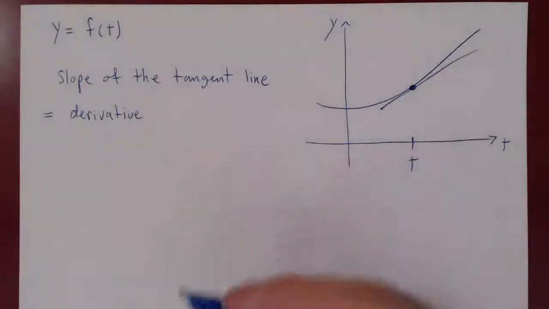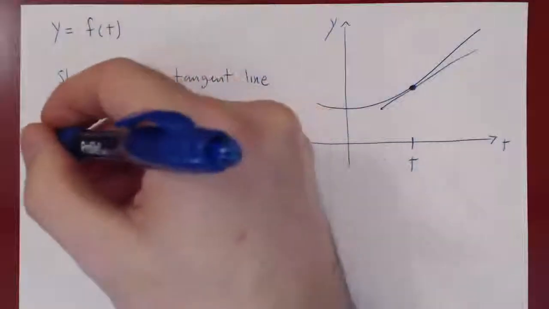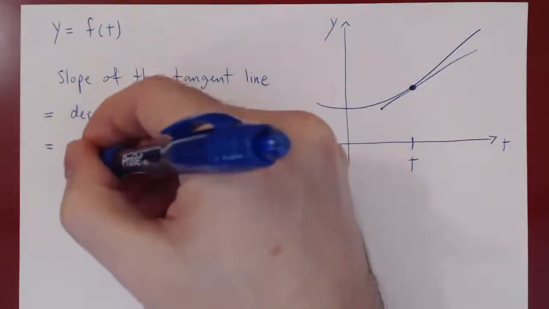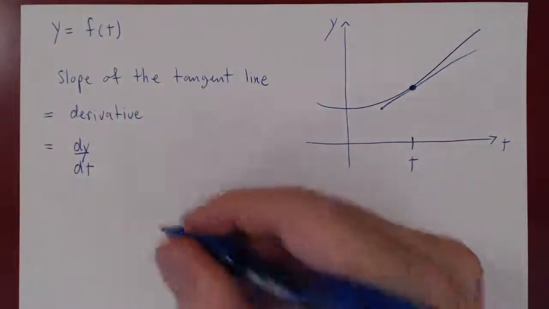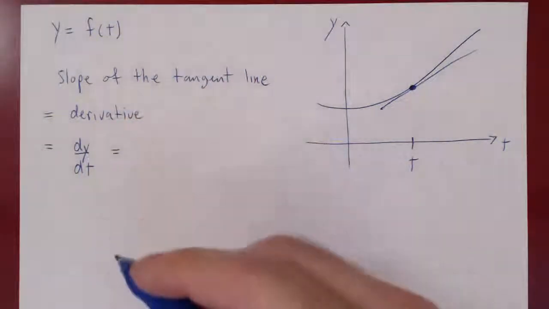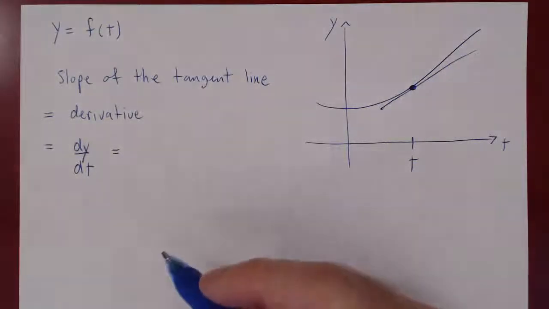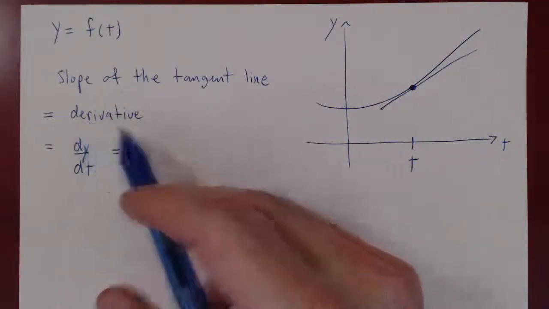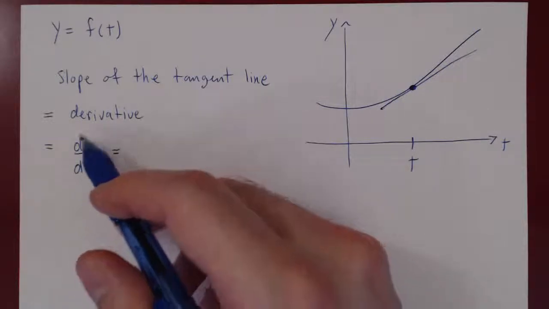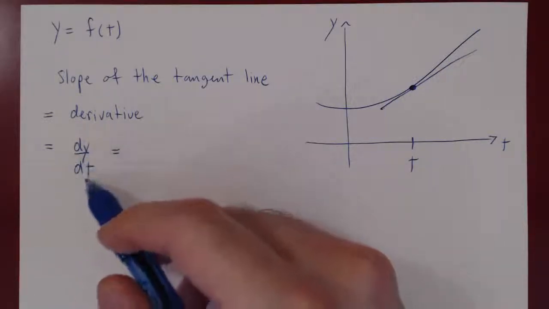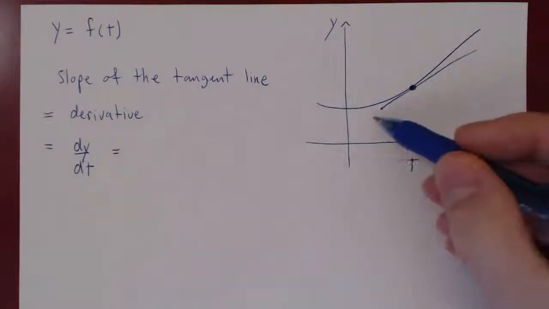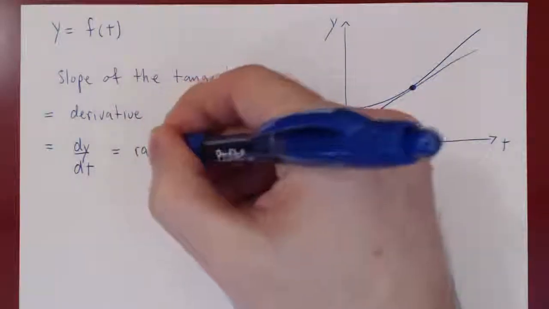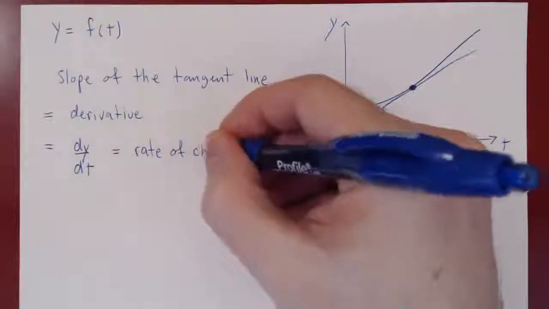But the derivative is just dy over dt, right? It is the change in y over the change in time. And so we can also look at this as a rate of change, right? A rate means a fraction, and the derivative is a rate of change. It is the change in y over the change in time, which is why it is the slope of the tangent line. So the derivative is a rate of change.